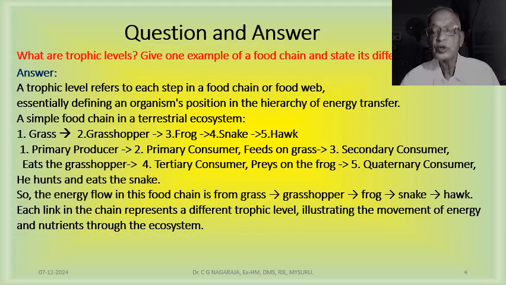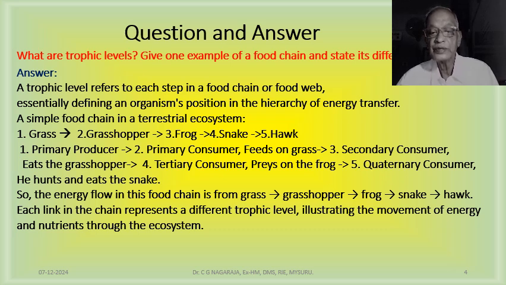What are trophic levels? Give one example of a food chain, and state its different levels. A trophic level refers to each step in the food chain or food web, essentially defining the organism's position in the hierarchy of energy transfers. Food is the one that transfers energy from organism to organism, so that refers to trophic level.